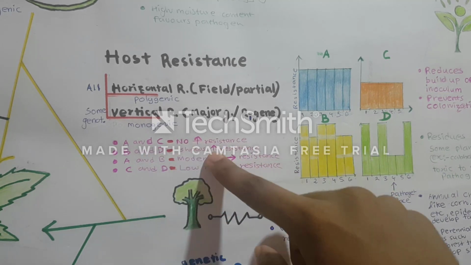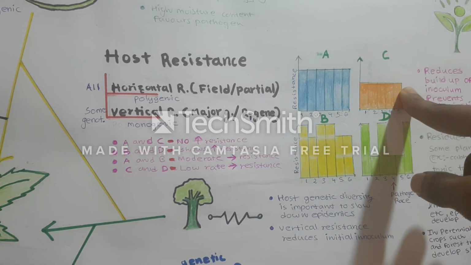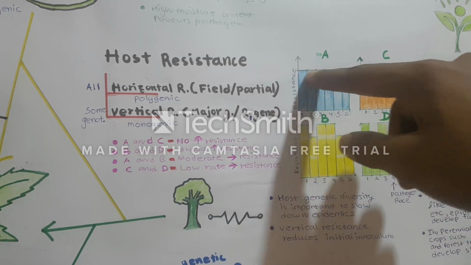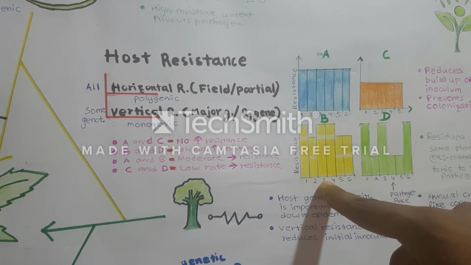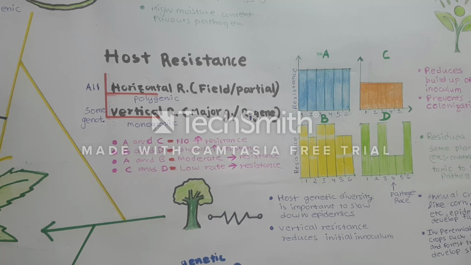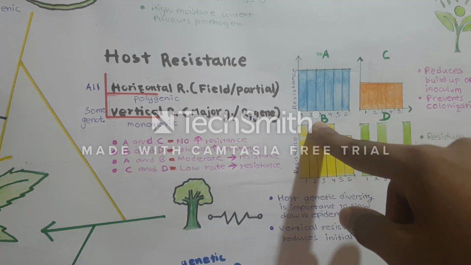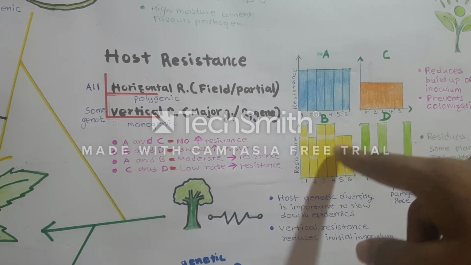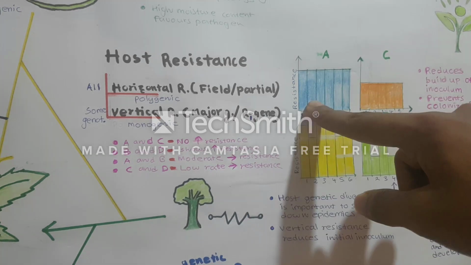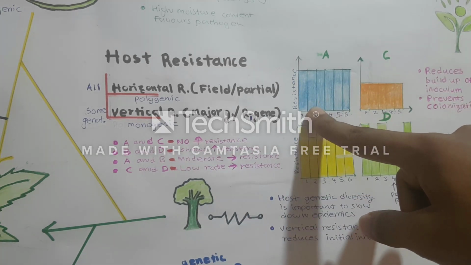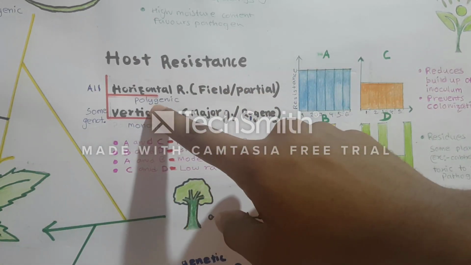B and D, which shows vertical resistance. Now, how does A and C differ from B and D? A and C show pathogen races which have equal levels of resistance. But if you see B and D, the resistance shown against each pathogen race differs within themselves. If there is a difference in the resistance shown against each pathogen race, then those graphs can be said to be showing vertical resistance. So remember, if the resistance shown by a plant is the same against all pathogen races, then the resistance is said to be horizontal resistance, which is polygenic.